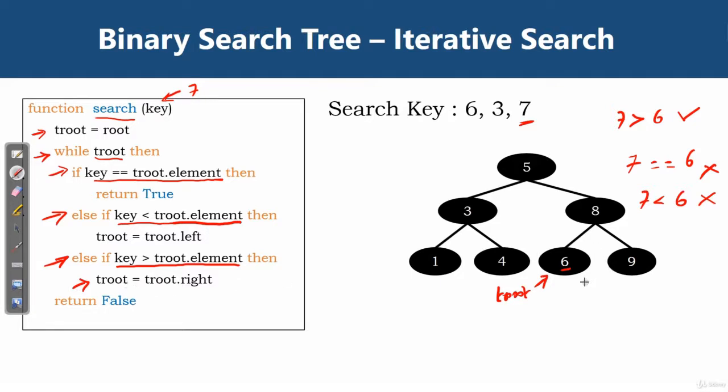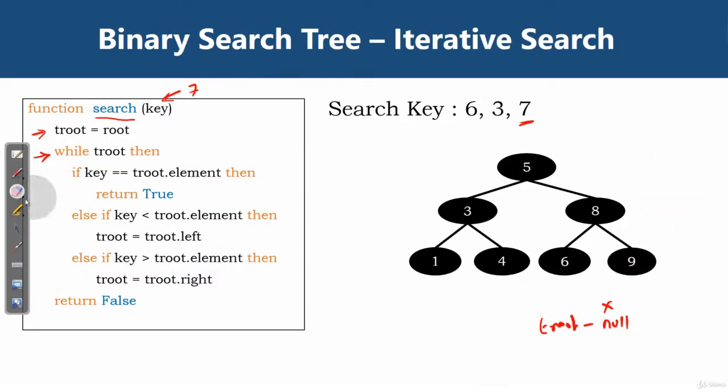Now since there is no right child for node 6, tRoot will now point to null. The condition in the while loop is checked again, that is tRoot. Now tRoot is null, so the condition of the while loop becomes false and the statements within the while loop will not execute. Following the while loop, we have a statement return false. This statement will be executed and the value returned is false. That is, the element 7 is not found in the binary search tree. So this is how the iterative function to perform search operations in binary search trees work.